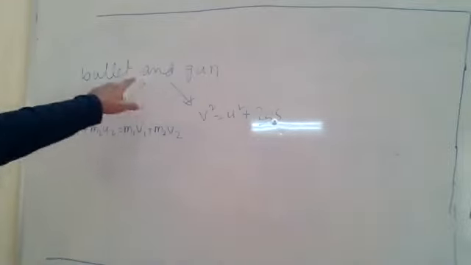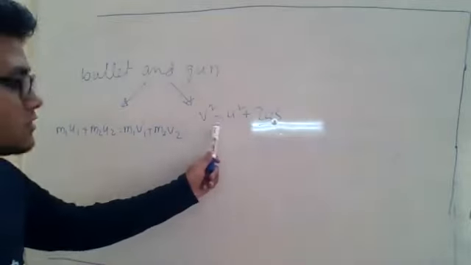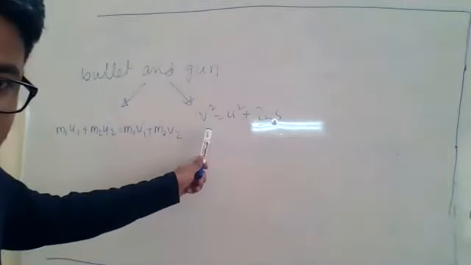Now, what? You said that if there is no time given or no time is to be found, then we should use this v square equation, right? Can you find t in this equation?